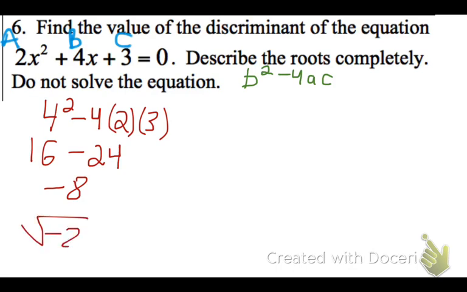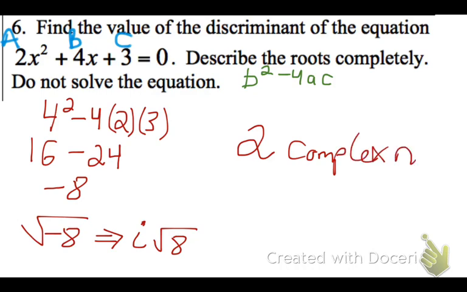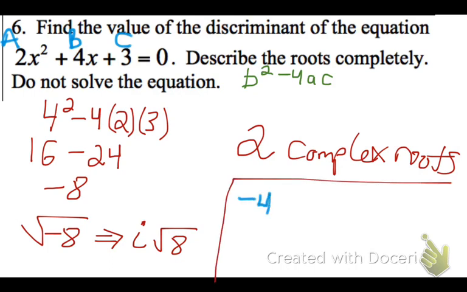This is equivalent to having something like this, which would give us an imaginary number solution. When you get that, it means you don't get real roots, real solutions. You get imaginary or complex ones. So we would say there are 2 complex roots. If you wanted to see what those roots were, just to verify for yourself, you'd have negative 4 plus or minus i root 8 over 2 times a, which is 2 times 2, which is 4.